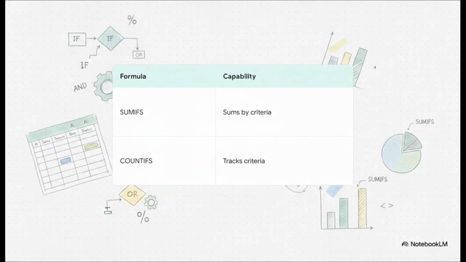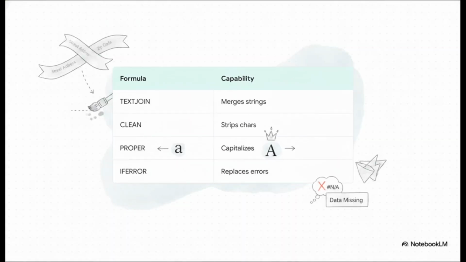For aggregation, SUMIFS is absolutely vital. The syntax is super powerful. You input your sum range first, then your criteria range, and then the specific criteria. This lets you add values based on multiple independent rules. Similarly, COUNTIFS tracks your dataset to return the exact count of cells meeting specific rules, which is just perfect for isolating different consumer segments.